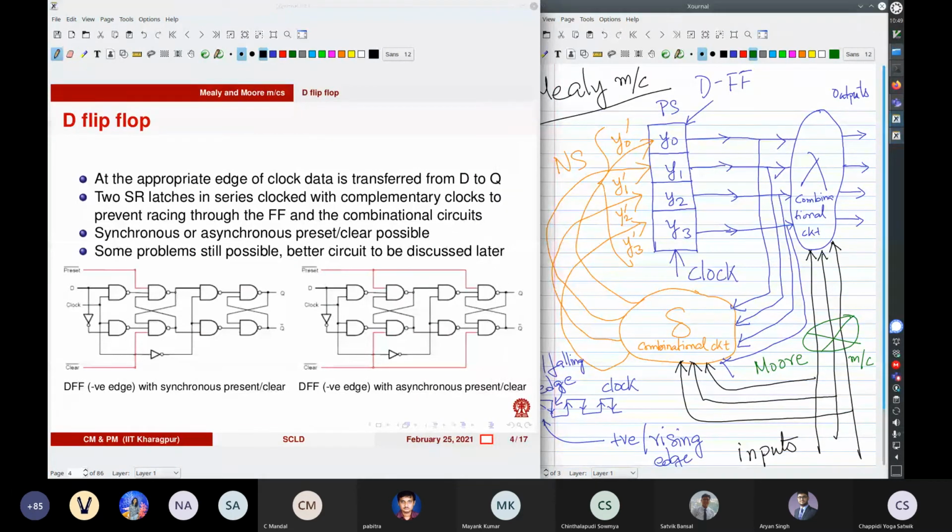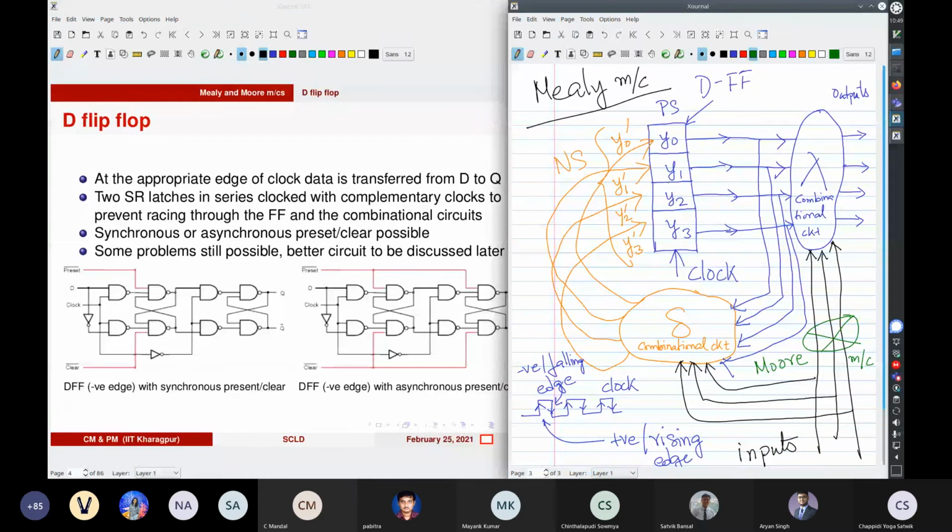So these are called synchronous machines. When the state transition occurs under the influence of a clock at either the rising edge or the falling edge of a clock, then you have a synchronous machine. So both Mealy machines and Moore machines are synchronous machines.